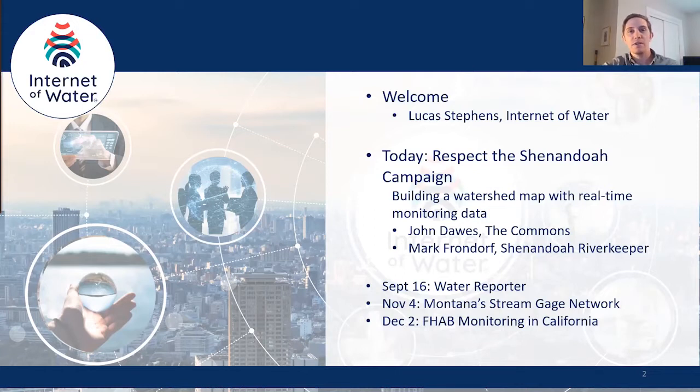Next month, in November, we'll have an interlude to our series to hear about stream gauges in Montana. And then in December, we'll have a longer joint presentation about our freshwater harmful algal bloom monitoring project, which aligns and connects monitoring data collected by community science groups and tribal governments with the state of California's FHAB database and warning system. So in that presentation, you'll get a look under the hood at how one of these collaborative projects is developed.